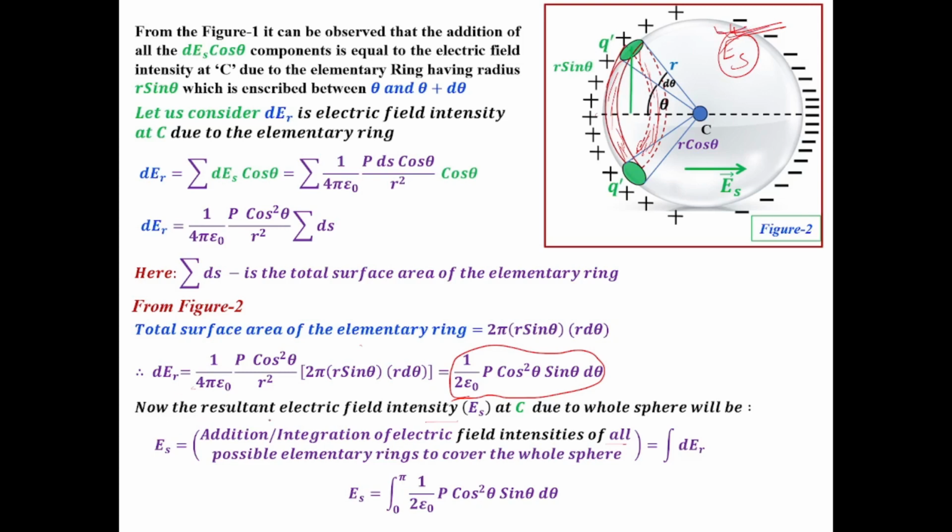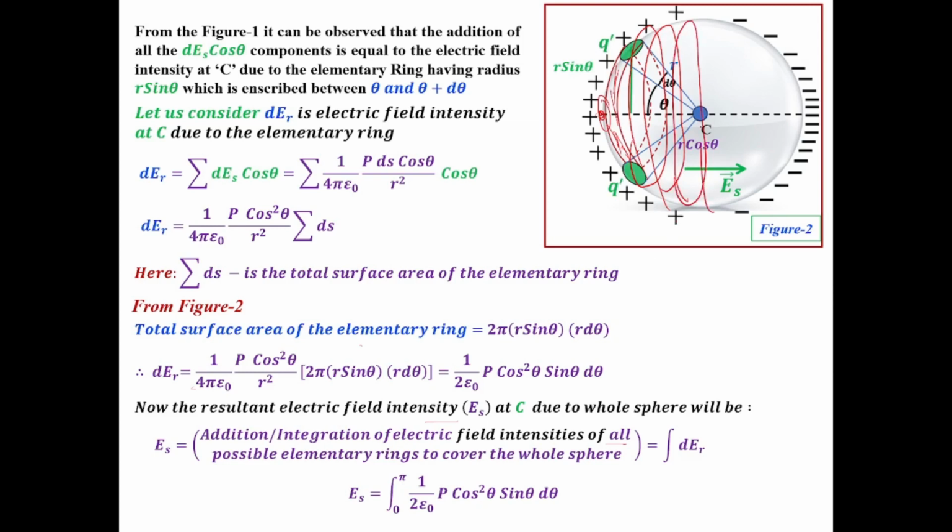It has been written that the resultant electric field intensity E_s at C due to the whole sphere or whole spherical cavity will be how much? That is the addition or integration of electric field intensities of all possible elemental rings to cover the whole sphere. So this is one sphere. All possible rings, if we are going to consider, on the surface one ring, another ring, this will be another ring, this will be another ring. Okay, like this.